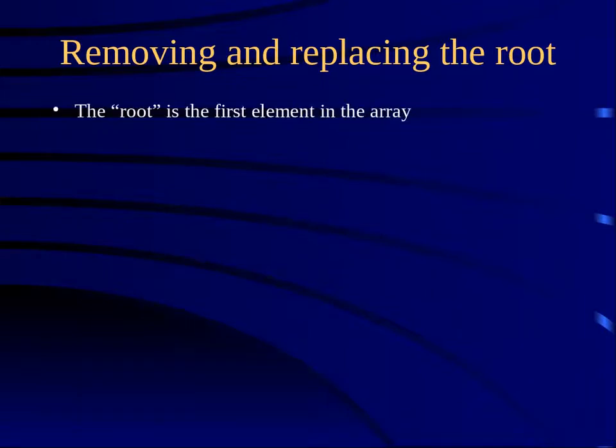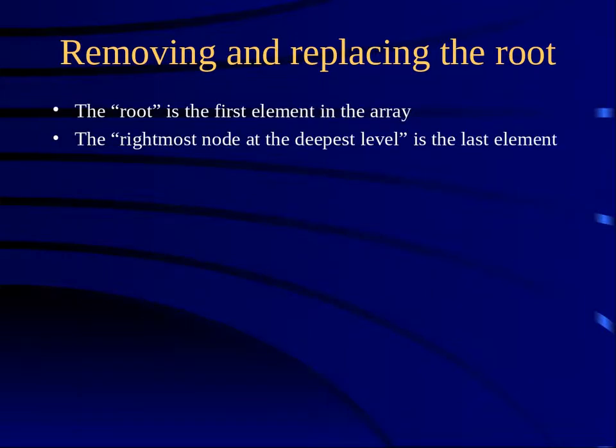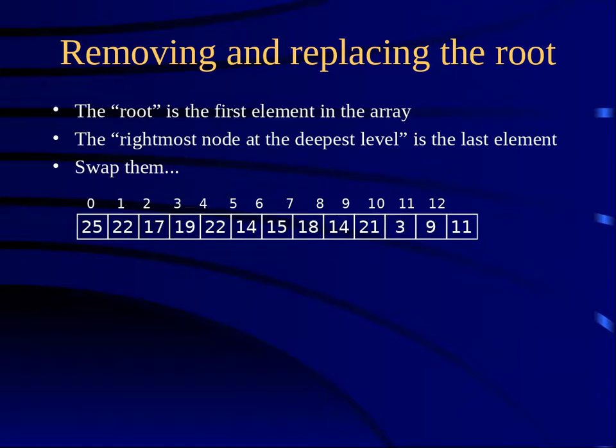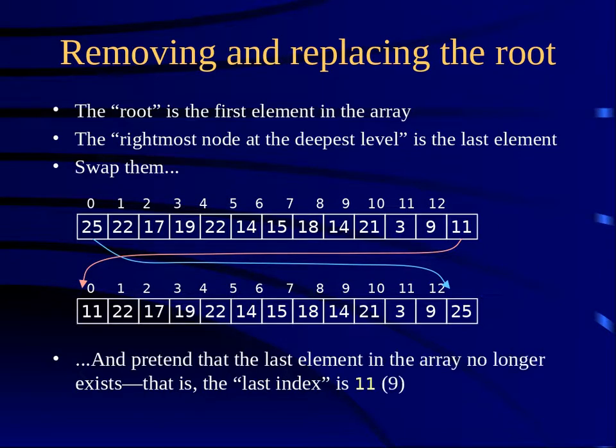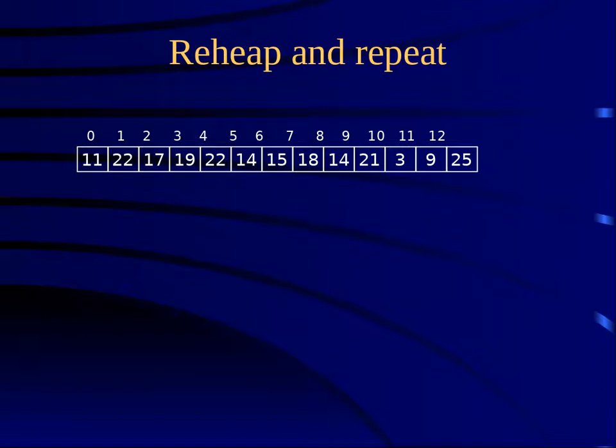Great. Removing and replacing. The root is the first element in the array. The rightmost node at the deepest level is the last element, so you swap them. So if you want to remove the 25, you swap it with the last one and then pretend that the heap is back to what it is, or it only goes from 0 to 11, not 0 to 12. Notice that we put the largest element on the right. And then we're now going to sift the 11 and pretend that the last cell no longer exists.